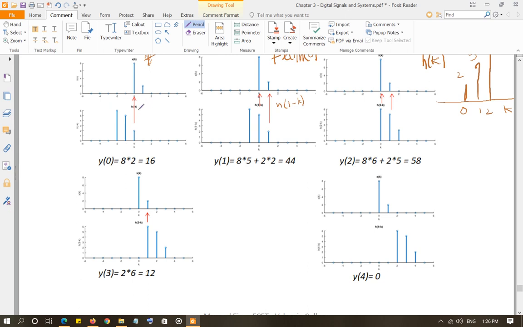And then you shift the h of negative k sequence towards the right. It's going to be h of 1 minus k, h of 2 minus k, h of 3 minus k, h of 4 minus k, and every time you shift it, whatever components are aligned between x of k and h of 1 minus k, x of k and h of 2 minus k, you multiply those components and then add them together, and that will be the corresponding value of y. So a very easy method, but you have to graph it, so it may become lengthy.